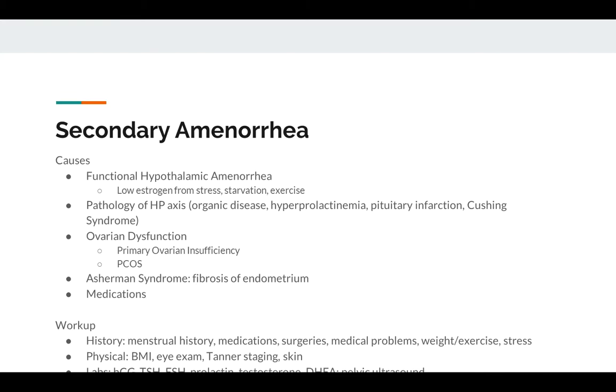A syndrome called Asherman syndrome results in the fibrosis of the endometrium. So that's a structural issue. And then there are medications that can cause this. So again, your history and physical are going to be the most important thing. You're looking for anything that could suggest to you that there is an endocrine issue, a stress issue, there might be problems with the weight or with the patient's behavior. When you get to your physical exam, an eye exam and skin exam can help you to determine if perhaps there's something else going on in terms of elevated androgen levels or elevated prolactin levels or thyroid abnormalities.